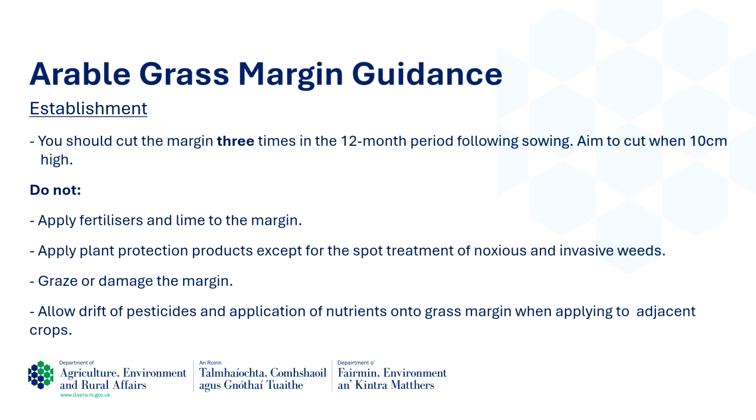During establishment, you should cut the margin 3 times in the 12-month period following sowing. This will encourage tillering and minimize weed development. Aim to cut when the sward reaches 10 centimeters high. You must not apply fertilizers and lime to the margin. Additionally, plant protection products must not be used except for the spot treatment of noxious and invasive weeds. You must not graze or damage the margin, including by regular vehicular access, turning or storage. Take care when applying nutrients and pesticides to adjacent crops to avoid drift into the grass margin.